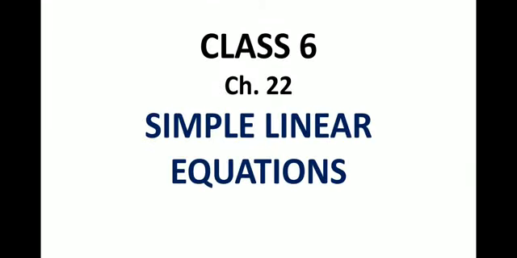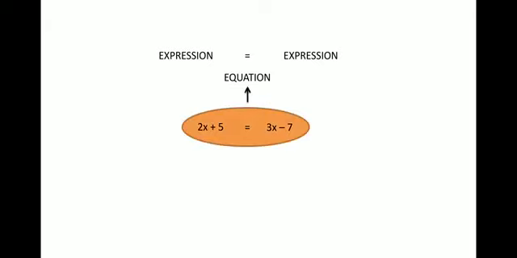Welcome class 6. Today we are going to start with a new chapter, chapter number 22, simple linear equations. So, if there is an expression which is equal to another expression, then this mathematical statement will be called an equation. For example, if 2x plus 5 is equal to 3x minus 7, then this is a mathematical statement where we have the expression 2x plus 5 being equal to another expression 3x minus 7. So this whole thing is called an equation.